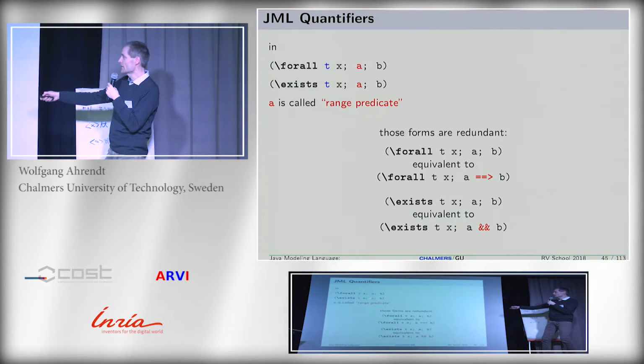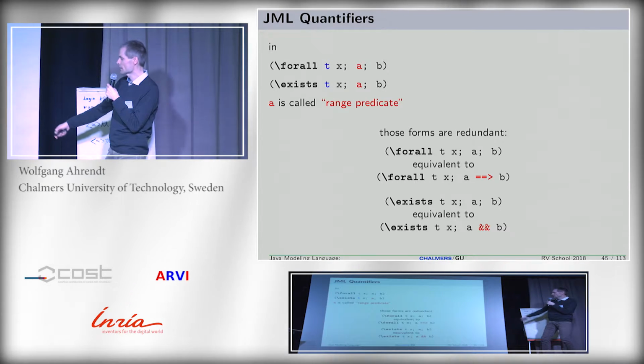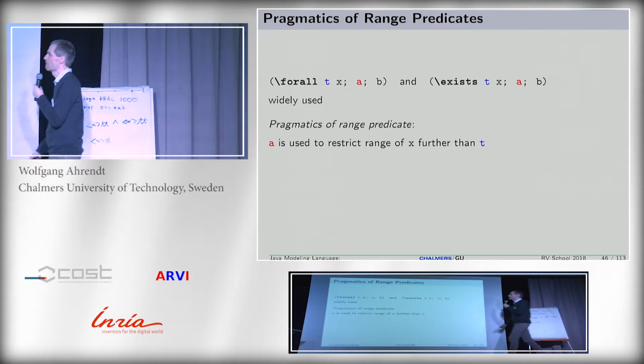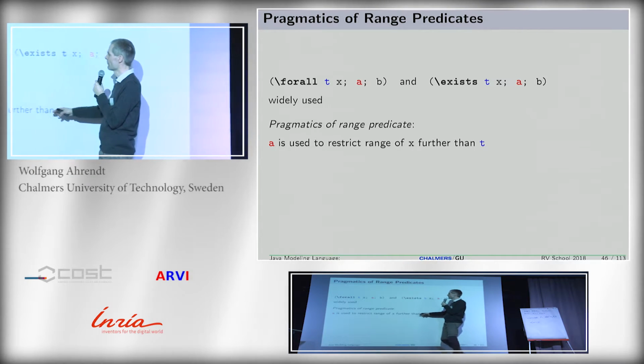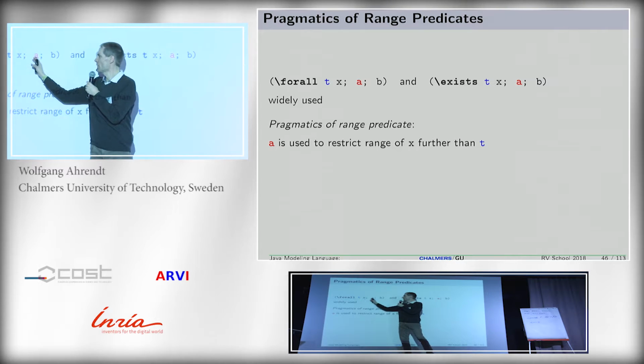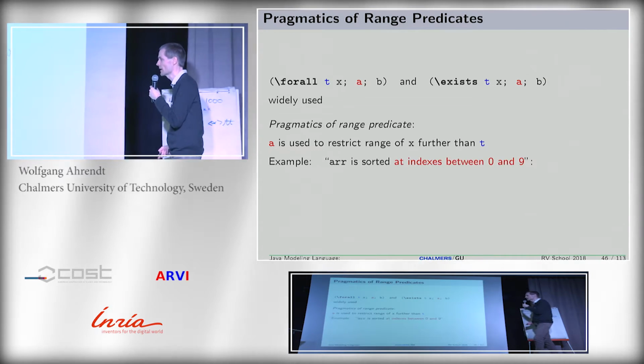Okay, these forms are redundant. I could express this with an implication, and I could express this with and. But why do we still have them? This says we are restricting this type further, and then we say something about that subset of the type. This is the pragmatics.